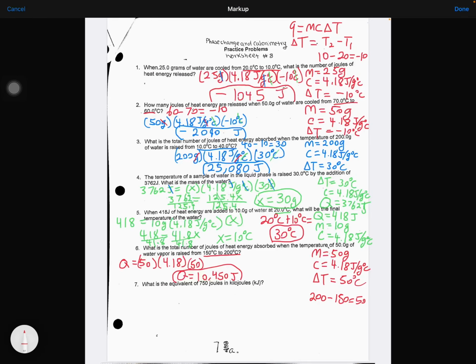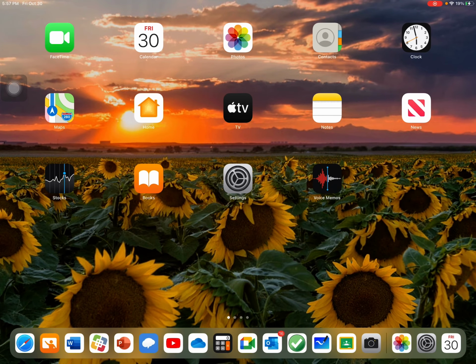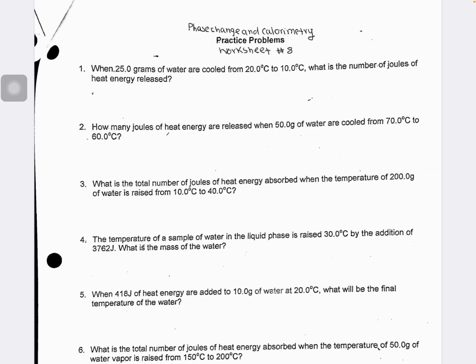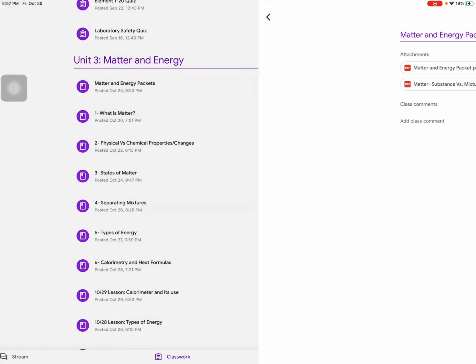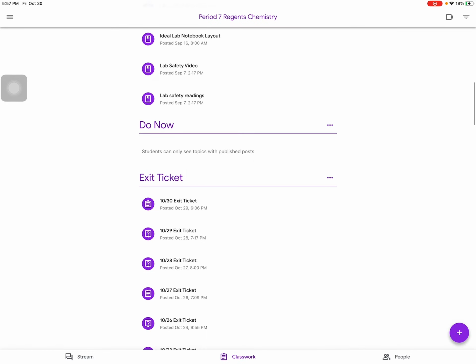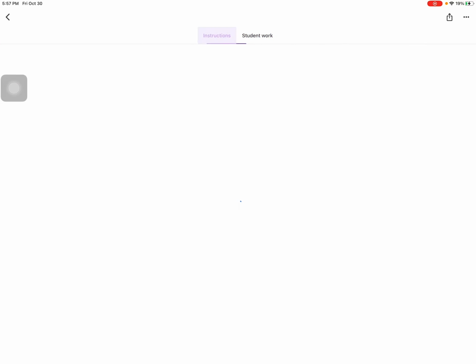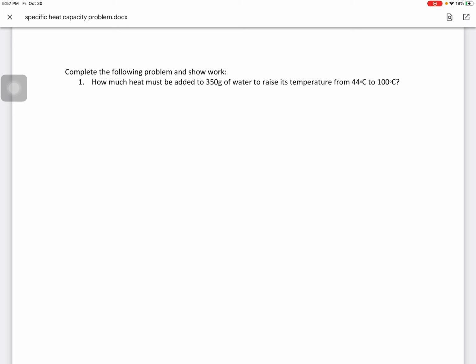As always, thank you for listening. At this point, what I'd like you to do is go to the exit ticket. The exit ticket for today is asking you to solve the following problem. How much heat must be added to a 350-gram sample of water to raise its temperature from 44 degrees Celsius to 100 degrees Celsius? Go ahead and give that a try.